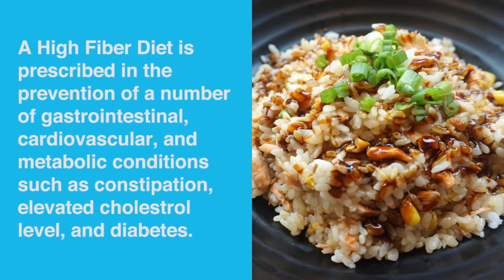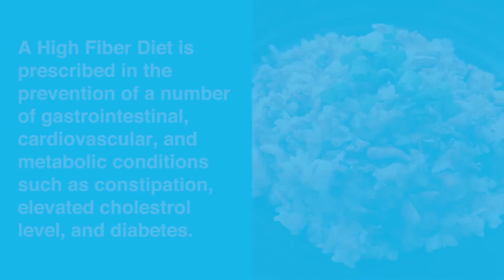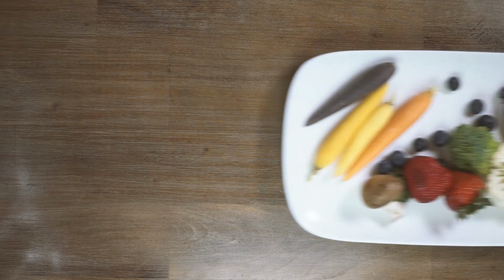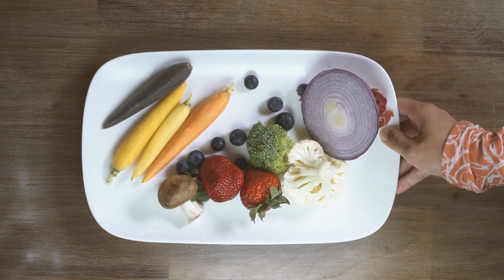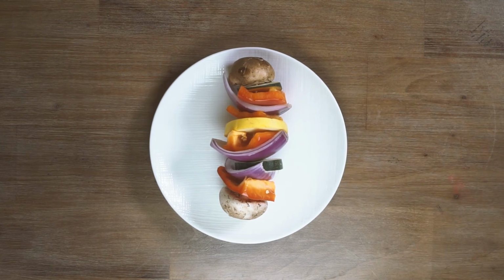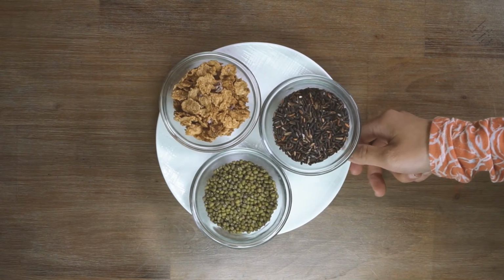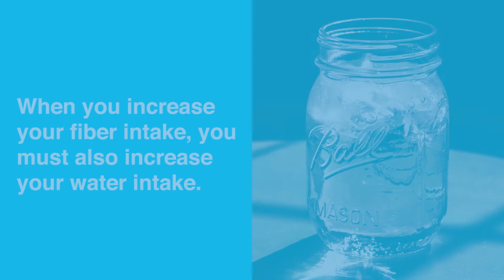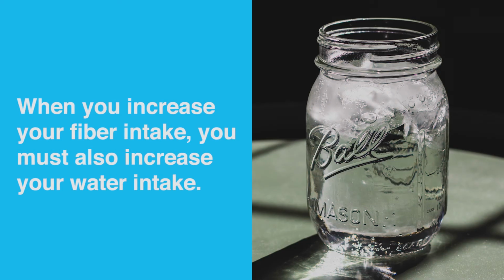A high-fiber diet is prescribed in the prevention or treatment of a number of gastrointestinal, cardiovascular, and metabolic conditions, such as constipation, elevated cholesterol level, and diabetes. The increased fiber should come from a variety of sources, such as fruit, legumes, vegetables, whole grains, and cereal. One important thing to remember is that when you increase your fiber intake, you must also increase your water intake.